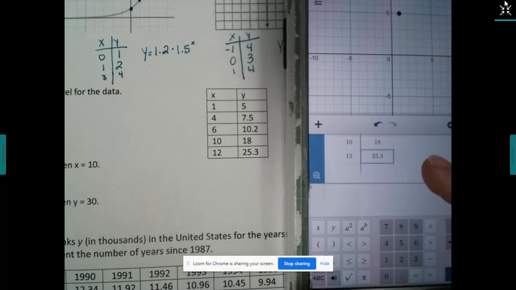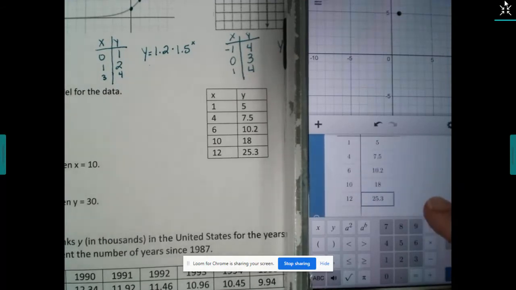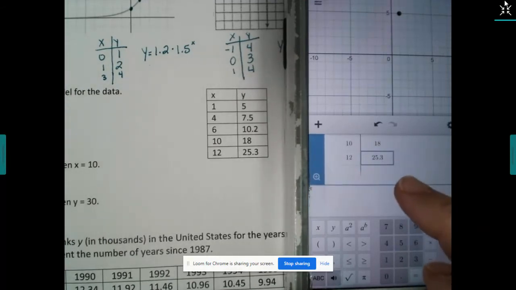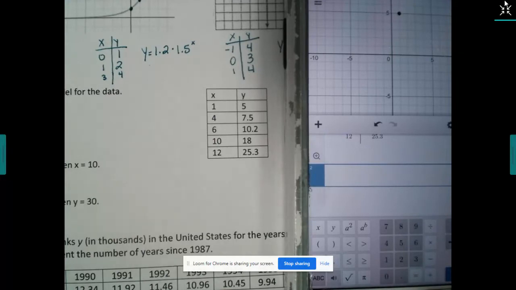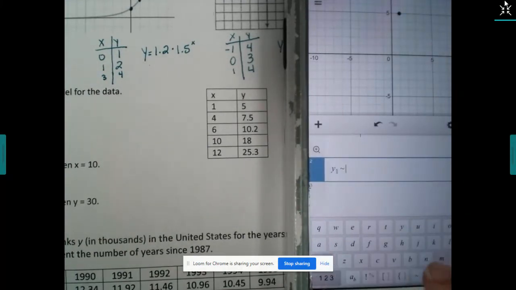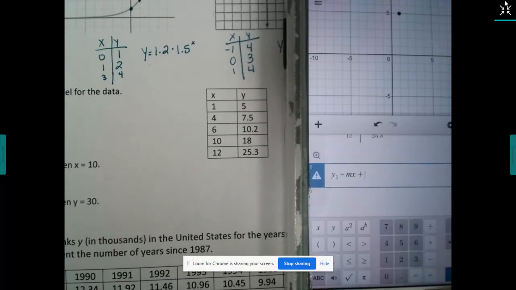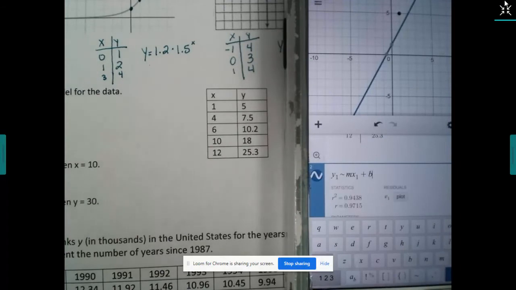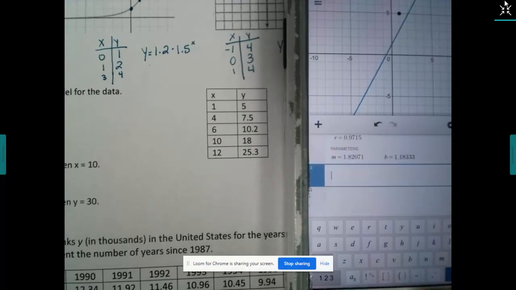And then again, we want to know which is going to be best, linear or exponential. You can kind of look at this one and tell, but we'll type them in and see which one has a bigger r squared. So our linear is y1 squiggly mx1 plus b. So that one has an r squared of 0.94, so that's pretty good. Let's check our other one though.